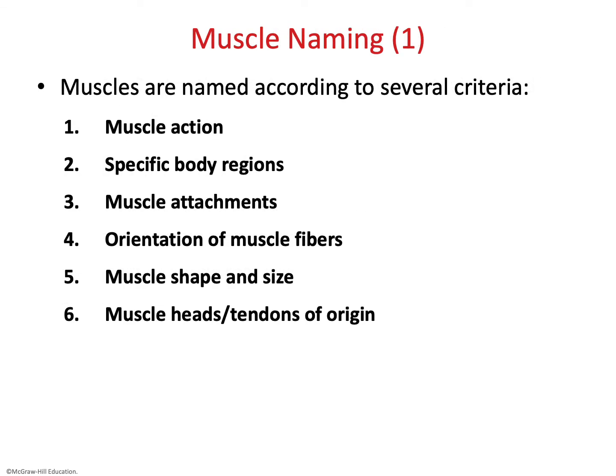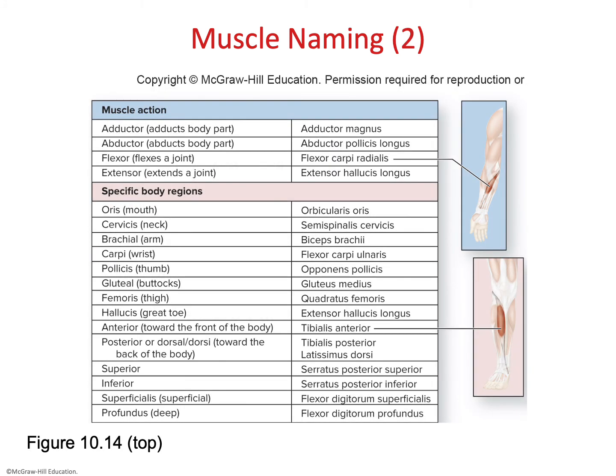Muscle naming. This will be really important when you learn the muscles and where they're located in the body. Muscles can be named for what action they have, where they're located in the body, where they're attached, the orientation of their muscle fibers, their muscle shape and size, and muscle heads or numbers of tendons of origin. Your muscle naming will be easier than bones because you'll see that it just makes a lot more sense, some of the names do, than your bones did.